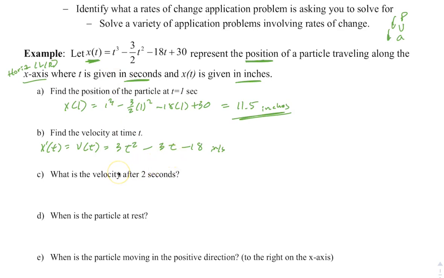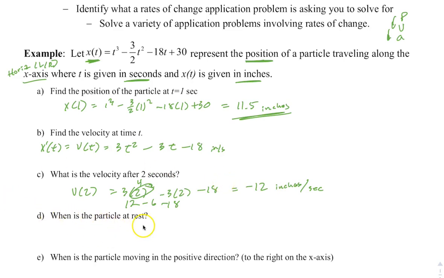What is the velocity after 2 seconds? Likewise, we plug 2 seconds into our velocity function. So velocity at 2 seconds is 3 times 2 squared minus 3 times 2 minus 18. The square you always do first, so 12 minus 6 minus 18. So 6 minus 18 is negative 12. Now again, this is velocity, so it should be a rate: inches divided by time, so inches per second. All that's telling us is that we're going to the left. After 2 seconds, we're moving to the left at negative 12 inches per second, so every second we're going 12 inches to the left.